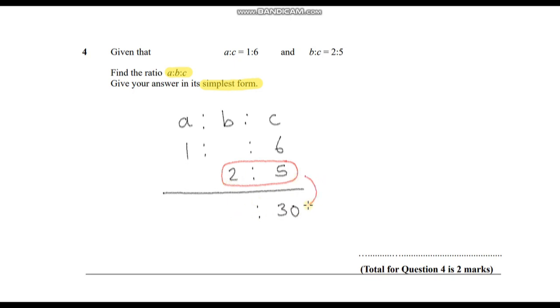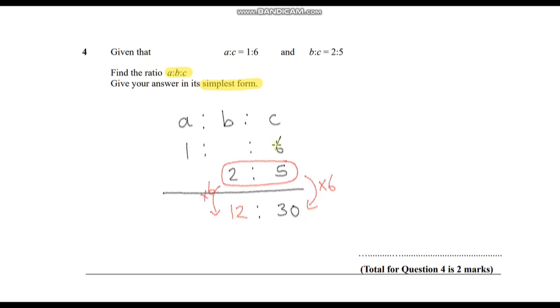Well, to work out our missing number, what did we do to go from 5 to 30? Well, we multiplied by 6. So we need to do exactly the same to b. We need to times that by 6. And 2 times 6 is 12. So hopefully you can see what I've done is I've just found an equivalent ratio. 2 to 5 is exactly the same as 12 to 30.